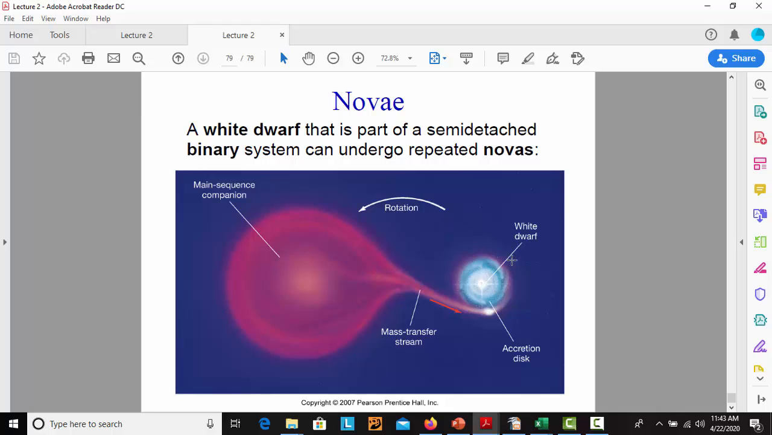Okay, so that's pretty much what happens with low mass stars. So next we'll talk about what happens with high mass stars.